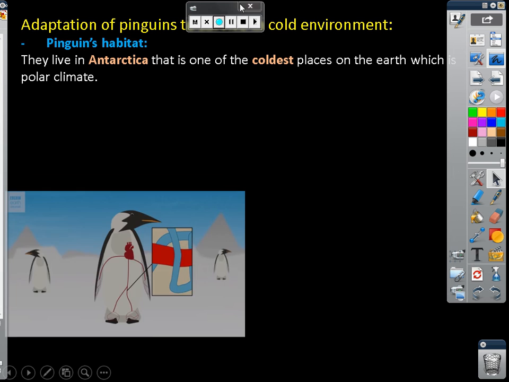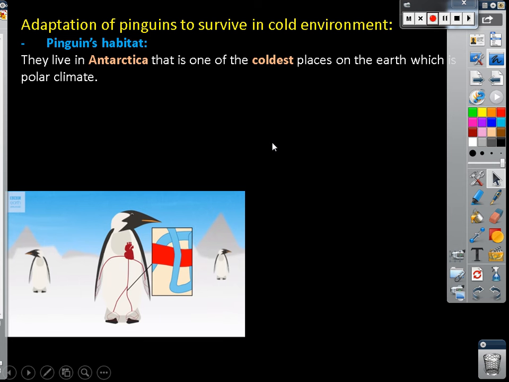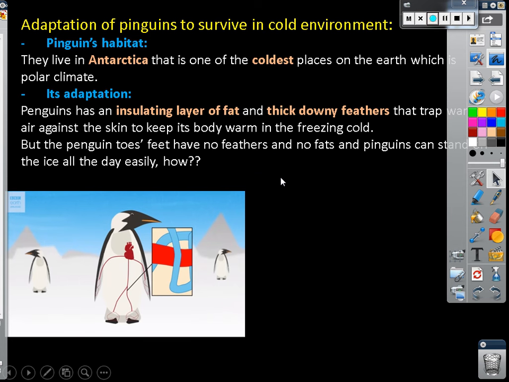We are going to discuss the adaptations of penguins to survive in the cold environment. We know the penguin's habitat, or the place where the penguins live, is Antarctica. That is one of the coldest places on the earth, where there is a polar climate. So the adaptations of the penguin must be suitable for it to live in this very, very low temperature.